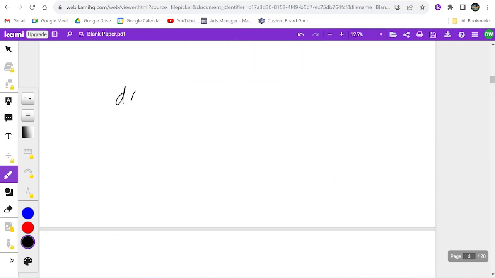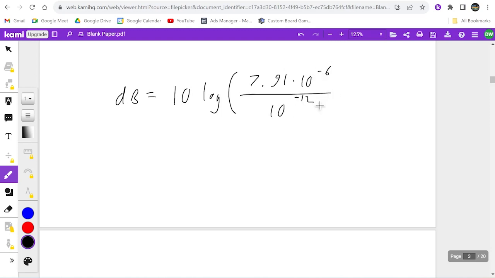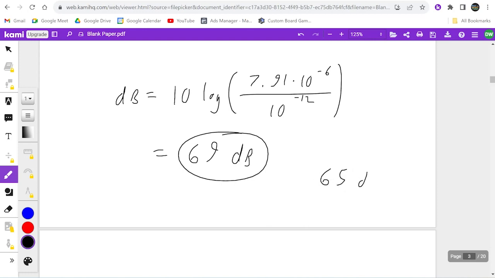If I want decibels, decibels is just equal to 10 log of our intensity. We just got 7.91 times 10 to the minus 6, divided by I naught, 10 to the minus 12. And if you plug this in a calculator, you get 69 decibels. Remember, our original decibels was 65 decibels, so that's only an increase of 4 decibels, not nearly close to 325, which was what some of you may have gotten.